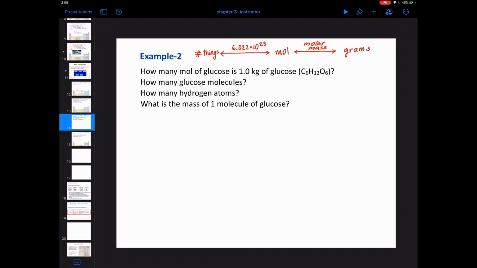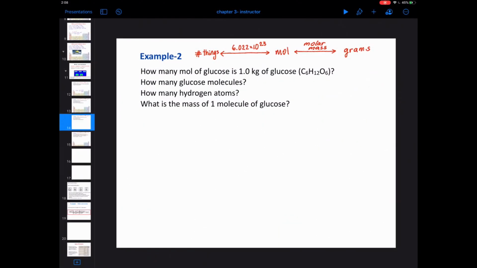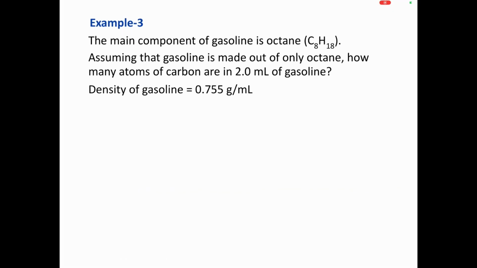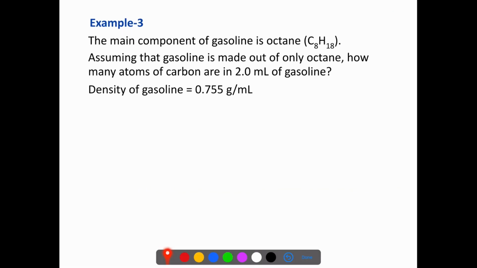Example number 3. I want you to read this and set up the problem and then come back and check your answer. Okay, let's work this out. The main component of gasoline is octane. The formula is given to you. Assume that the gasoline is made entirely out of octane. How many atoms of carbon are there in 2 milliliters of gasoline?